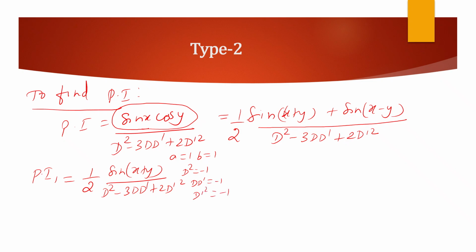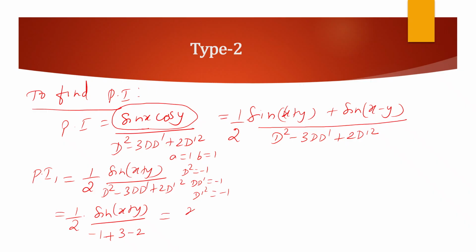So when you give these replacements for all the D terms, we get 1 by 2 into sine of (x plus y) by, in the denominator, minus 1 minus 3 into D dash, which is minus 1, so that becomes plus 3, and here it is minus 2. So here we get the denominator as 0. So we have to proceed like type 1. Whenever the denominator vanishes, what do we have to do?